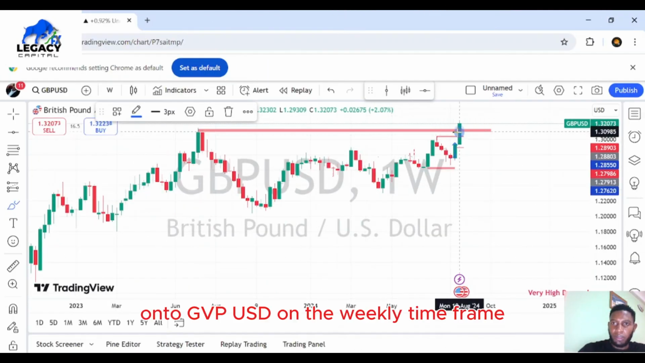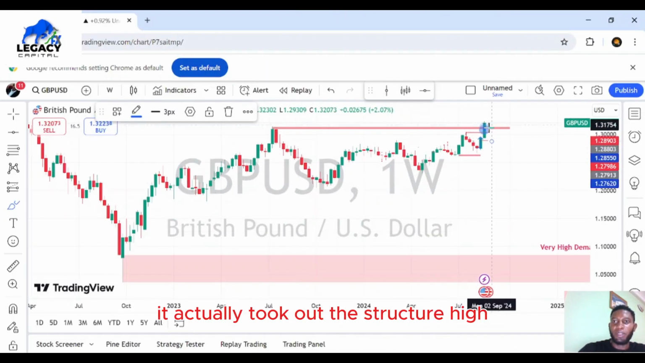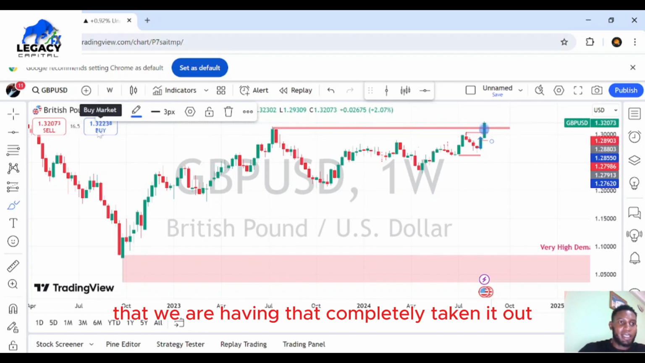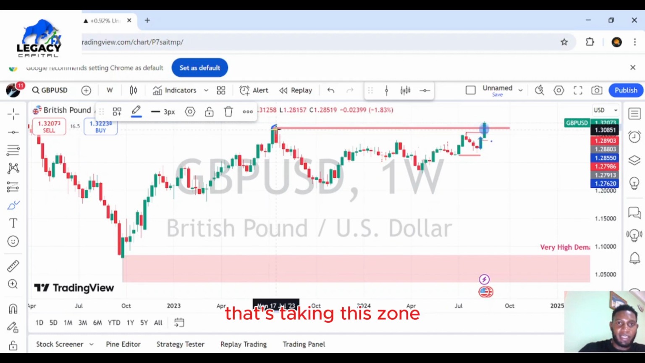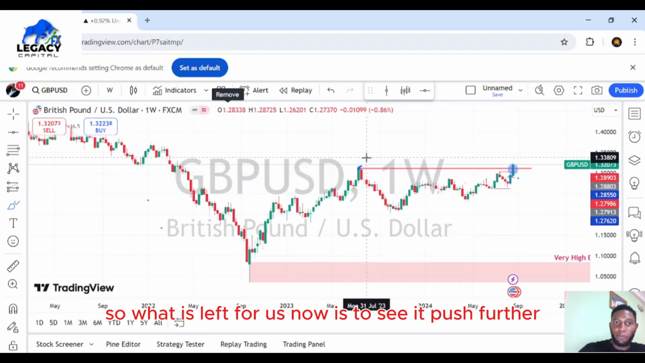And onto GBP/USD. On the weekly time frame, you'll see that last week it actually took out the structural high that we are having. It had completely taken it out. So what is left now for us? It has taken this zone. So what is left for us now is to see it push further.